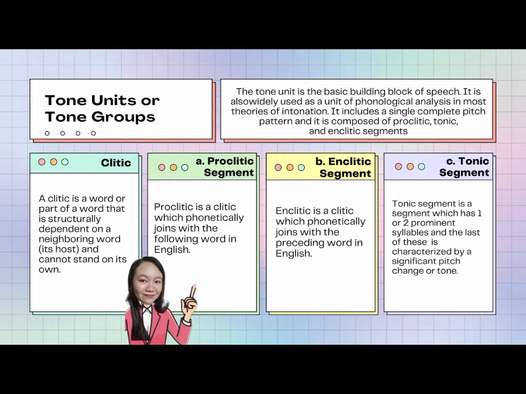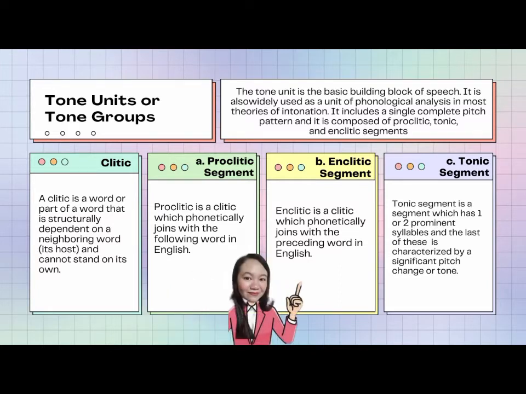Proclitic segment is a clitic which phonetically joins with the following word in English. So this is not commonly used. One famous example of this is the use of apostrophe t, for example, 'twas, which is also it was, and 'twere, which is also it were. Enclitic, on the other hand, joins with the preceding word in English. Examples are apostrophe ve for we've or we have, and apostrophe ll in it'll or it will.